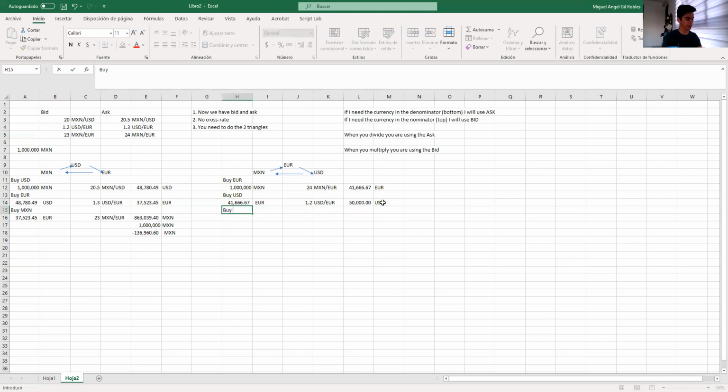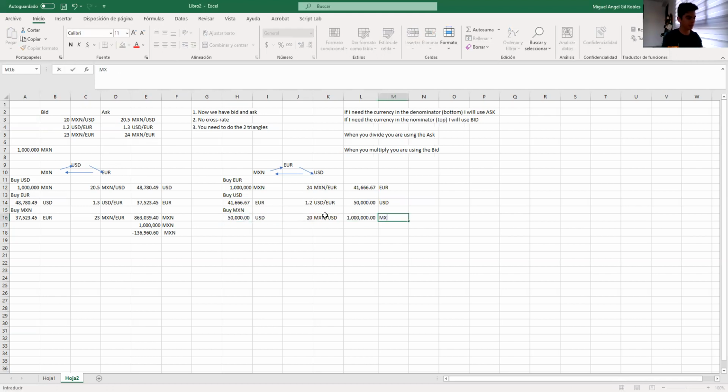Next step is to buy pesos, the final step. So I need to bring my dollars like this, and I need to convert dollars to pesos. So exchange rate, which one will I use, bid or ask? I need to use bid, right? 20, because I need to buy pesos. And this is 20 pesos per dollar. So I need to multiply because I have dollars on top, dollars at the bottom, multiply this times this, and I end up with 1 million, right? So it's this. And I finish with this same amount.